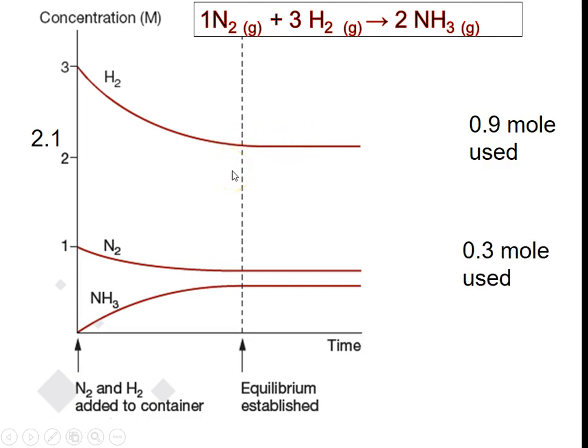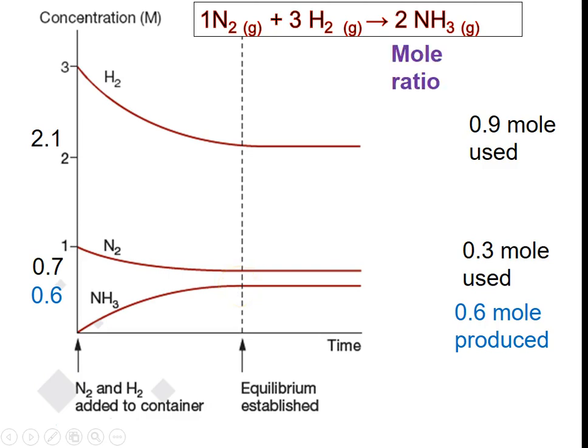Okay, so we do the same with our nitrogen. We used 0.3 moles, started off with 1 mole, we've gone down to 0.7, so you just do a curve down to this equilibrium point and then a straight line. And we started with no ammonia, we've produced 0.6, so you do a nice smooth curve up to here. Alright, so I've done this with actual numbers because they did that last year with actual numbers.